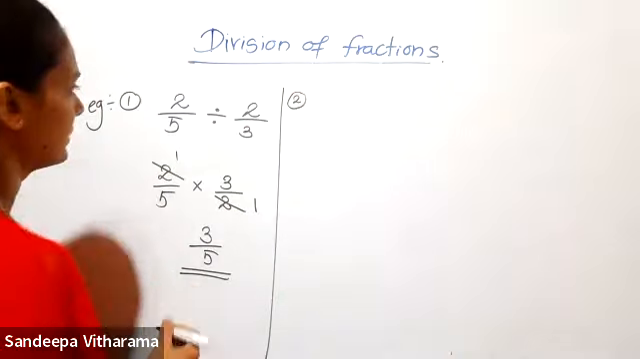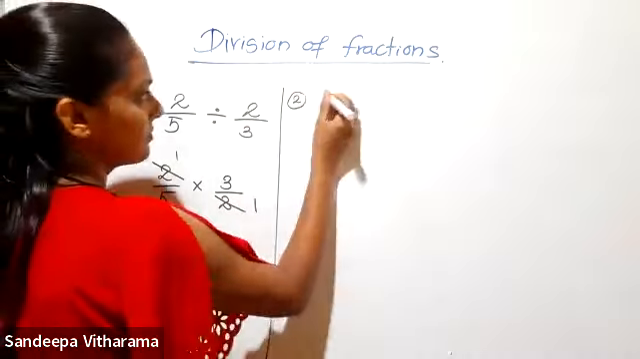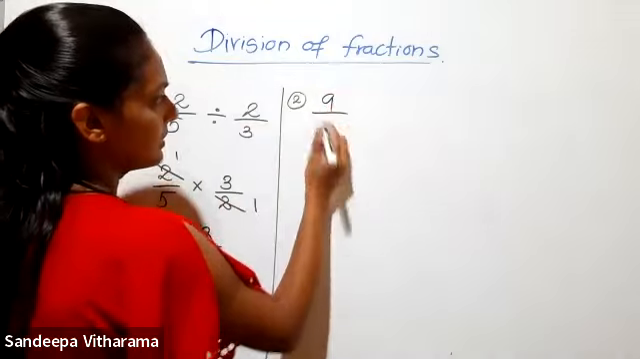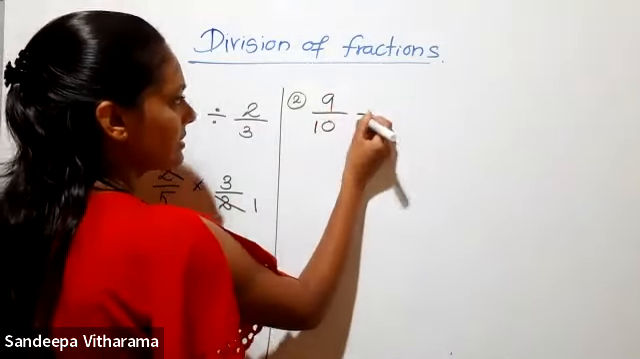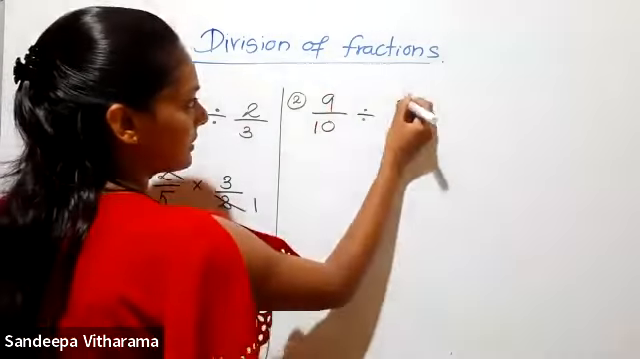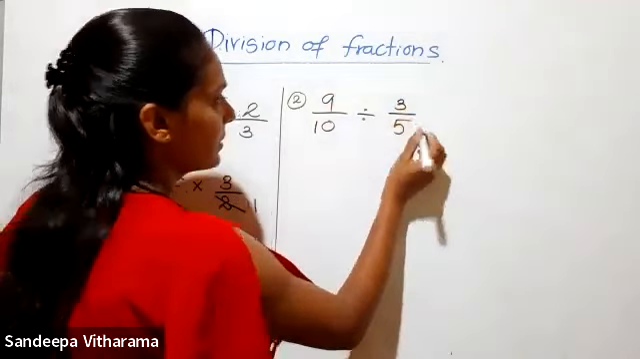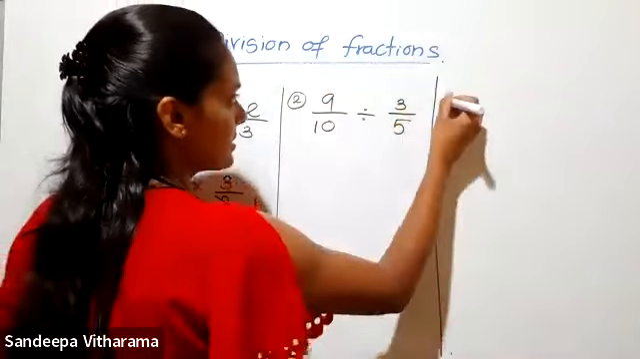Second one. 9 upon 10 is divided by 3 upon 5. Yes, got the answer.